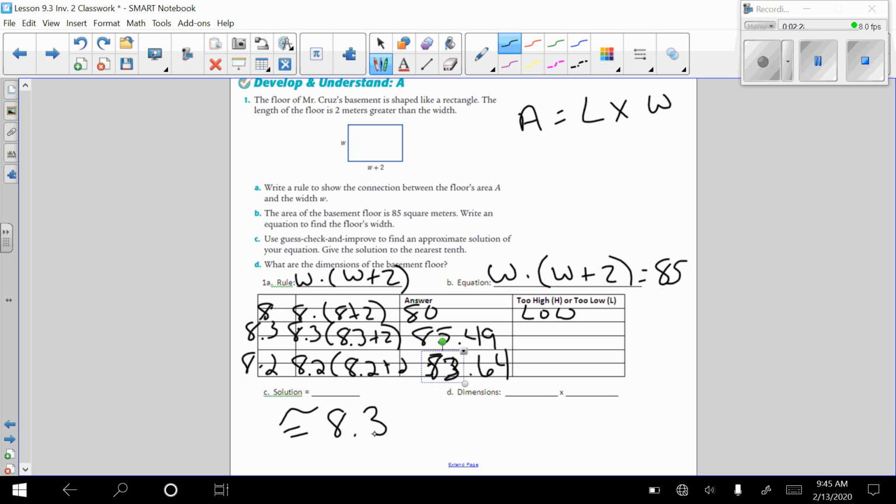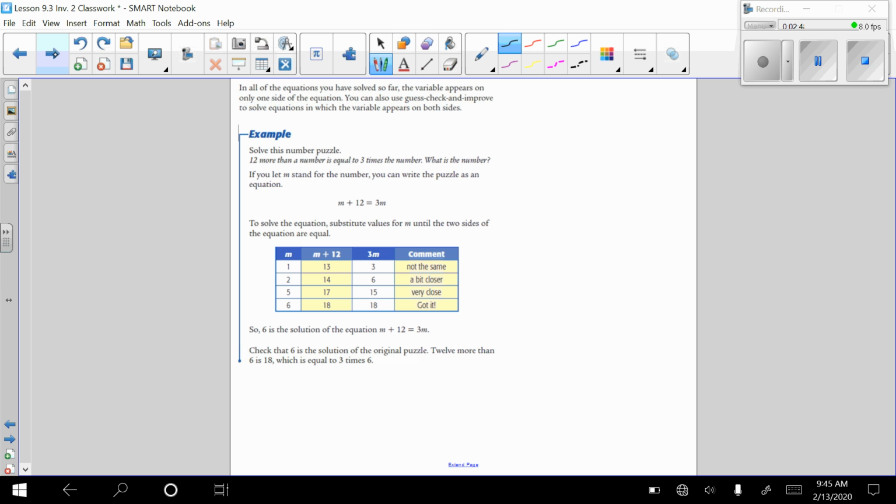Not exact, but I'm super close. So if I say the width is 8.3, that means the length is approximately 10.3. Not exact, but I'm getting close. So that's my approximation. And when you put that squiggly line above the equal sign, that is your approximation sign. So now let's look at some more.